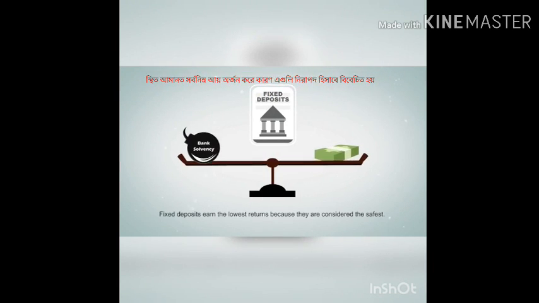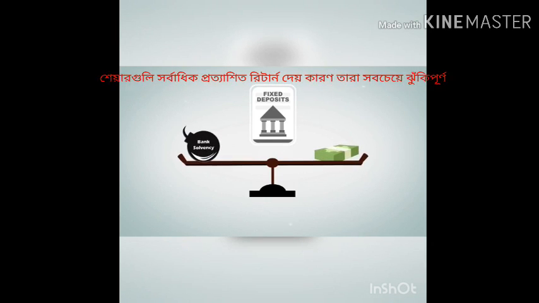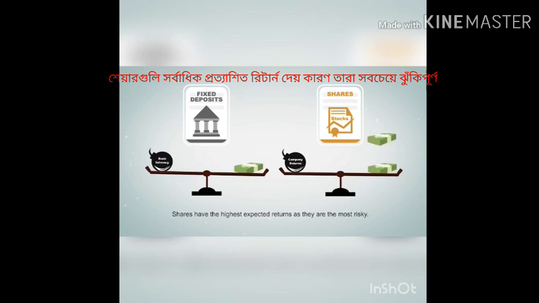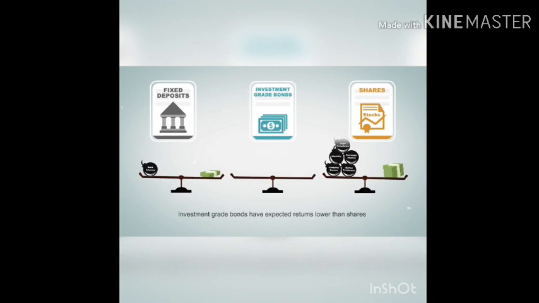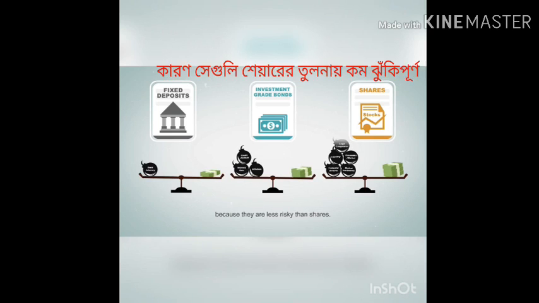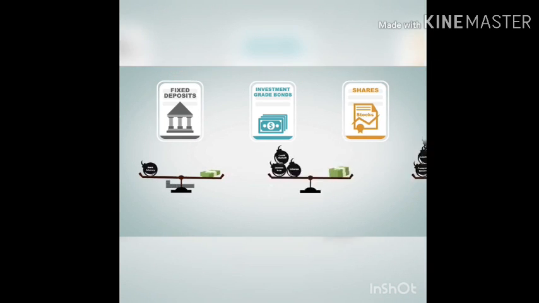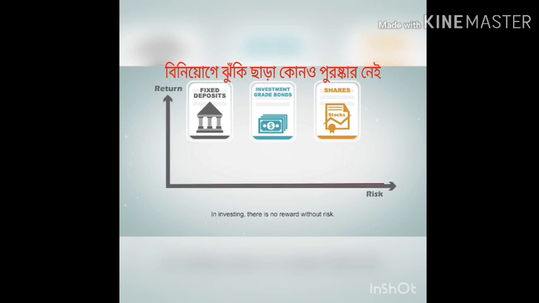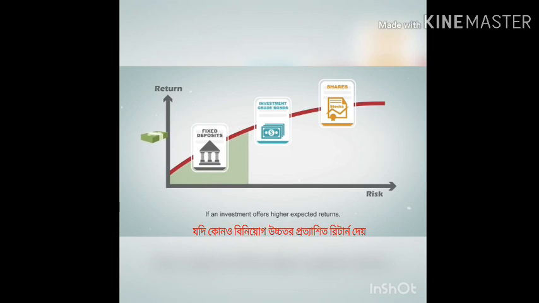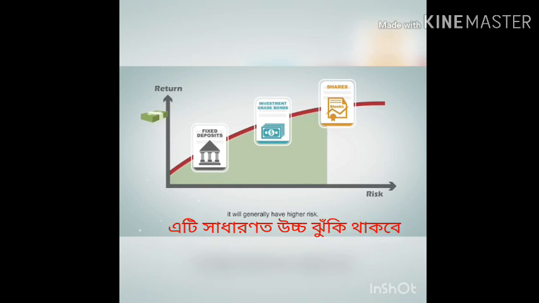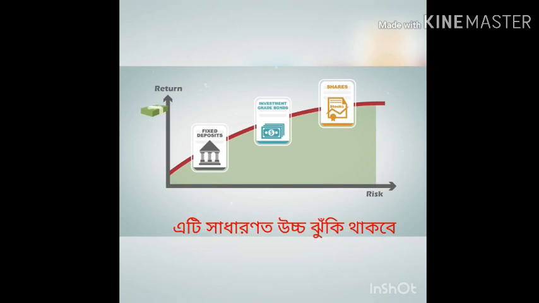Fixed deposits earn the lowest returns because they are considered the safest. Shares have the highest expected returns as they are the most risky. Investment-grade bonds have expected returns lower than shares because they are less risky than shares. In investing, there is no reward without risk. If an investment offers higher expected returns, it will generally have higher risk.